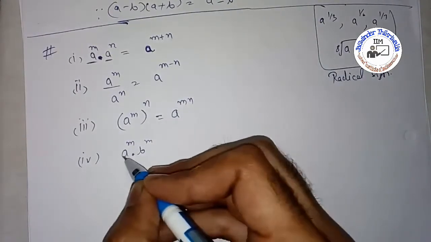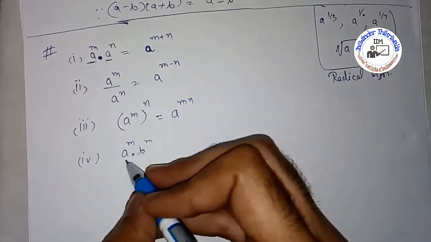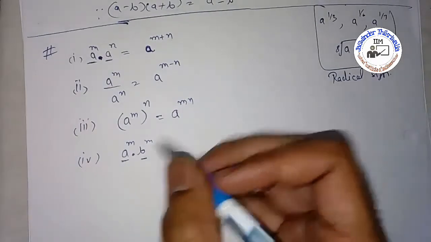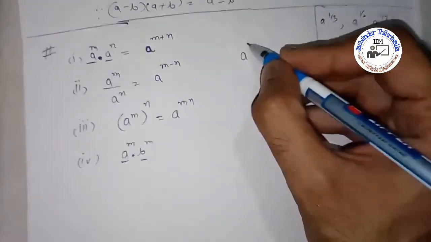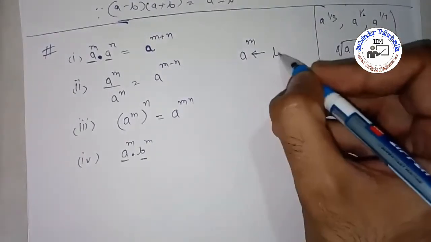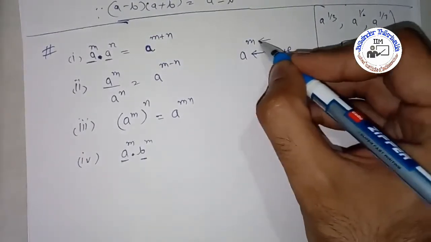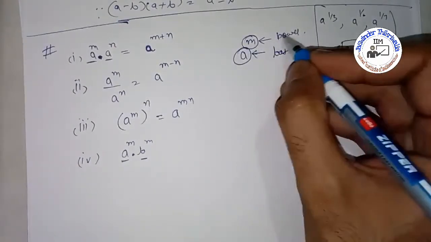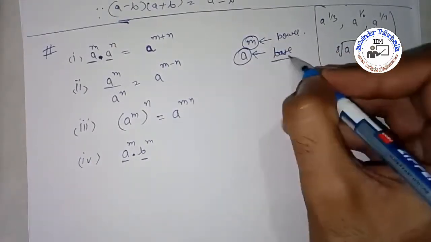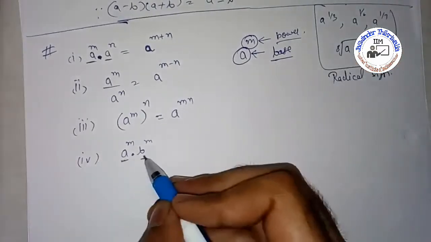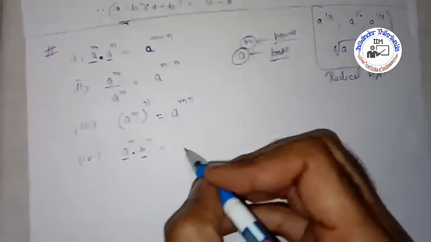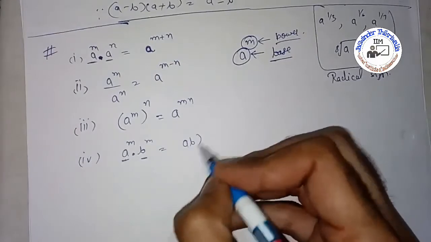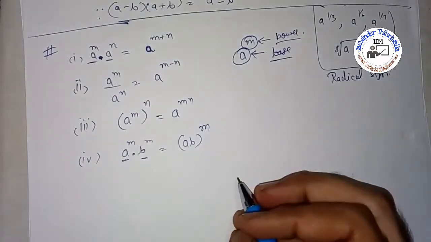See, now these both are in product, and these both bases are different, and this is the power. I am telling you, in this type of expression, this is known as the base and this is known as its power. The number that is the power is the power, and the number that is there is the base. Okay, so now here the bases are different and the powers are the same, so we will take their product and this power will be their common power.